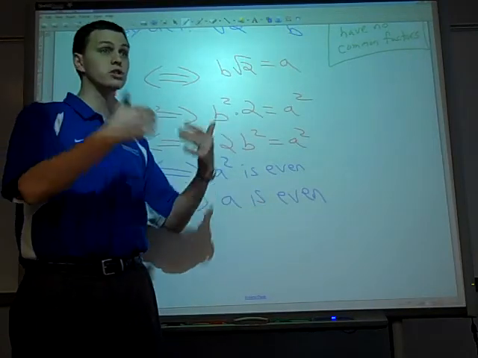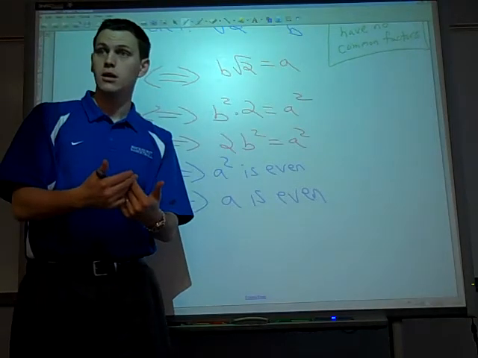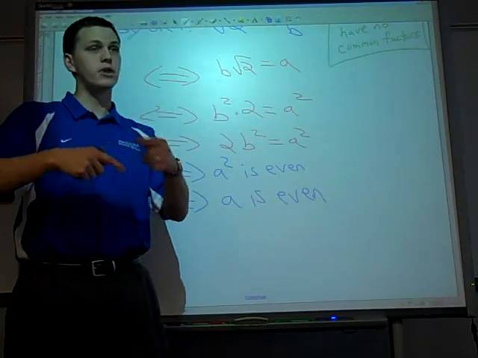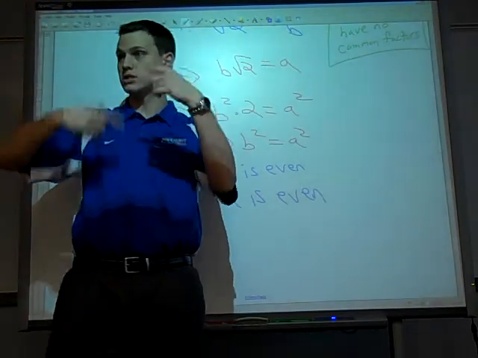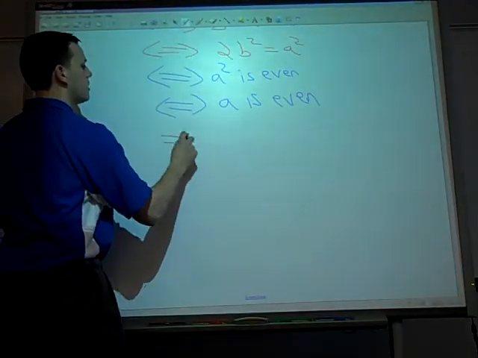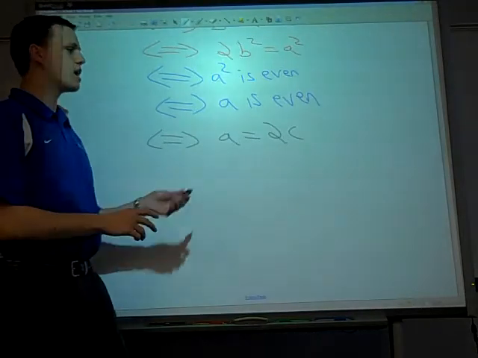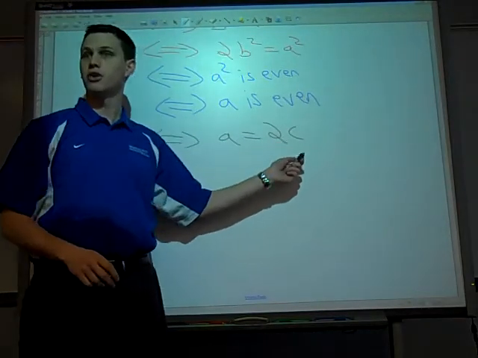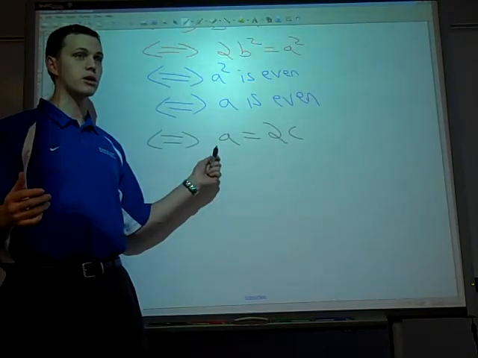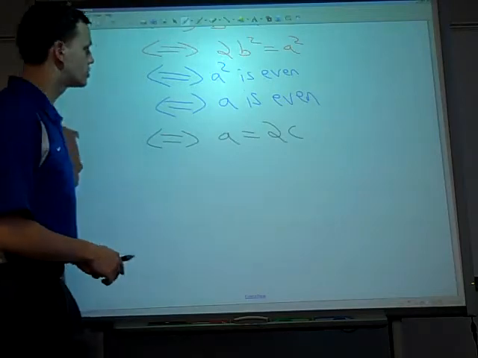So like the square root of 4 is 2. The square root of 100 is 10. The square root of 64 is 8. But for odds, if you square odd numbers, you get another odd number. If you square even numbers, you get even numbers. So it works the same way backwards. So that means if a is even, a can be 2 times some other number. We'll call it c. We just said earlier, an even number can be written as 2 times some other number. So we'll say, okay, a is equal to 2c.